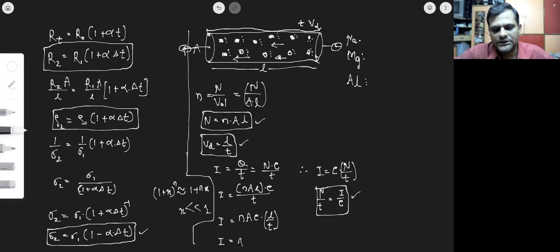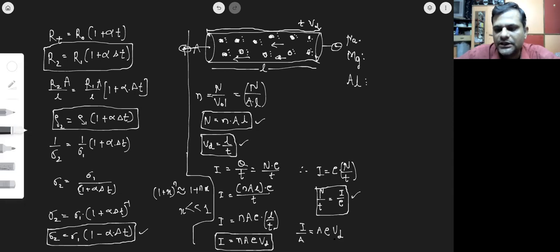Simply I is equal to n a e into Vd, where I stands for the current and the n stands for the number of electrons density, a is the area of cross section, and e is going to be the electronic charge, and Vd stands for drift velocity here. Even we can just take this area of cross section in the denominator on the other side, so as to get this as I upon a to be simply equal to n e Vd.